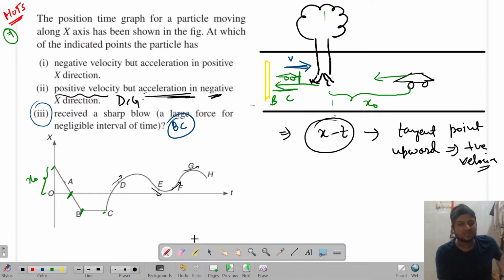Wait. Not G over here. Wait. Negative acceleration it is asking now. If I draw the slope at this point, wait, let me just check at F. Wait.